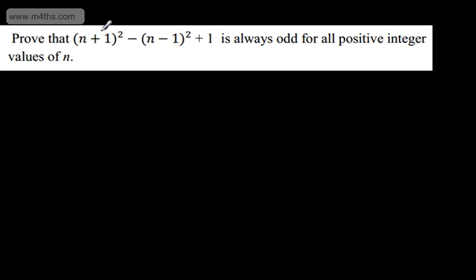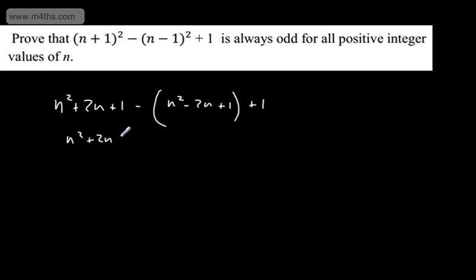Okay, next one, prove that (n + 1)² − (n − 1)² + 1 is always odd for all positive integer values of n. So expanding the brackets, n² + 2n + 1 minus, and then the round bracket this time, n² − 2n + 1, plus 1. So we're going to have n² + 2n + 1 minus n² plus 2n minus 1 plus 1. So if we look to cancel off, we've got the n squareds cancelling.